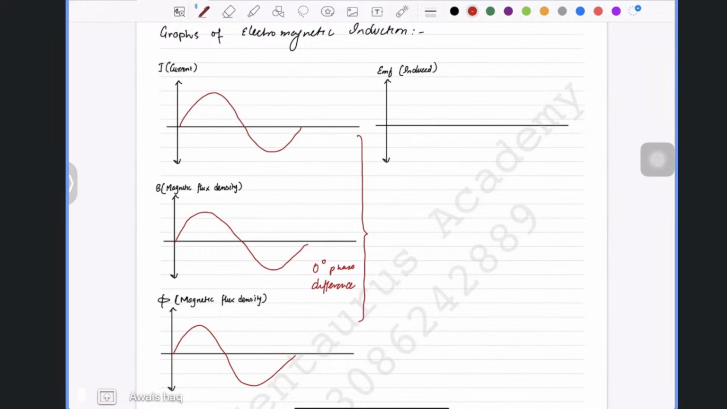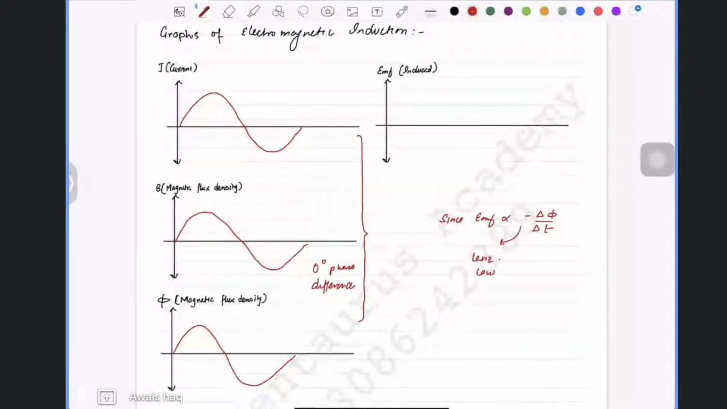Now, however, we do understand that EMF, when you look at the formula really, we know that since EMF is directly proportional to minus, the minus sign basically indicates the Lenz's law here, which basically means that the EMF is induced in a certain direction which needs to oppose this change happening, right?